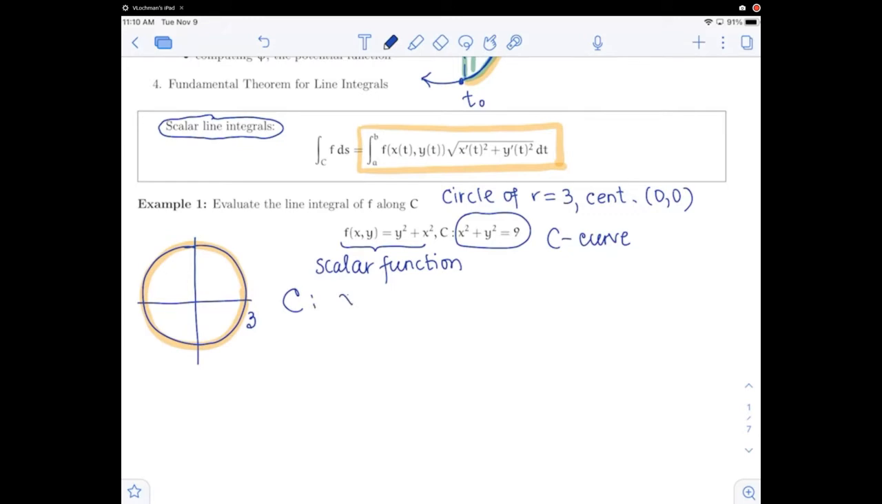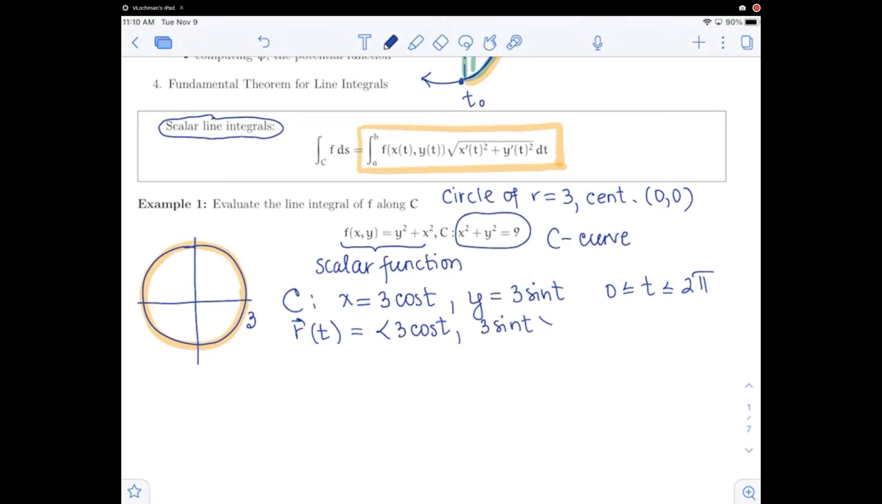Okay, you can think about it as x is equal to 3 cosine t, y is equal to 3 sine t, okay? And then t, if we want an entire circle, goes from 0 to 2 pi. As a vector valued function, we can write this as 3 cosine t for the x component and 3 sine t for the y component, and t is still in the same range, from 0 to 2 pi. So now we know how to parameterize our circle, okay?